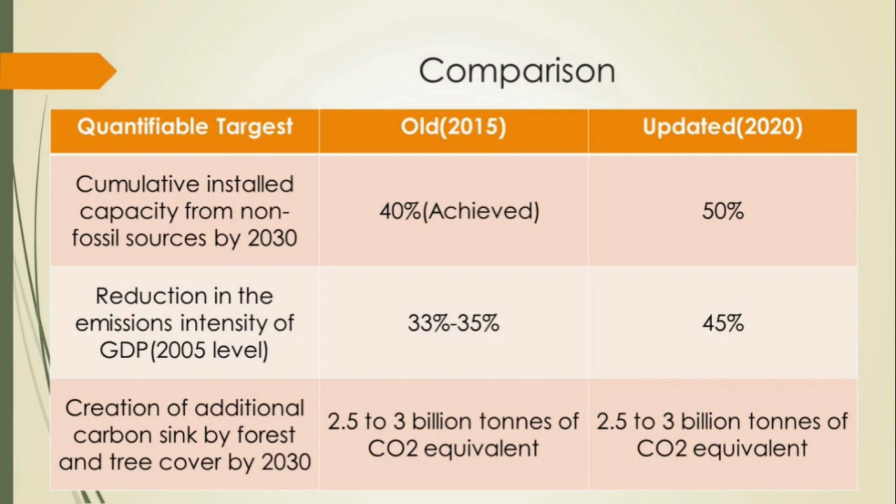Now the updated target is 50%. Reduction in the emission intensity of GDP up to the 2005 level: how much? In 2015 it was 33 to 35%. The updated target is 45%. Creation of an additional carbon sink by increasing the forest cover by 2030: how much? It is the same. In 2015 also 2.5 to 3 billion, and the updated target is also 2.5 to 3 billion. So from a prelims point of view, this comparison is very, very important.